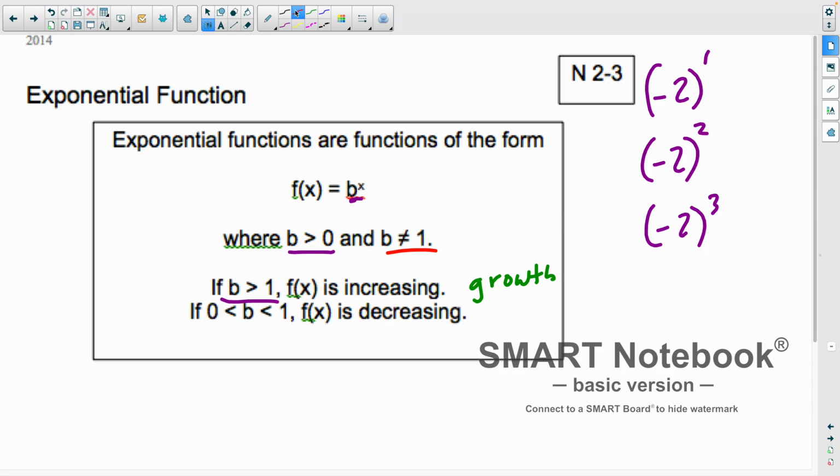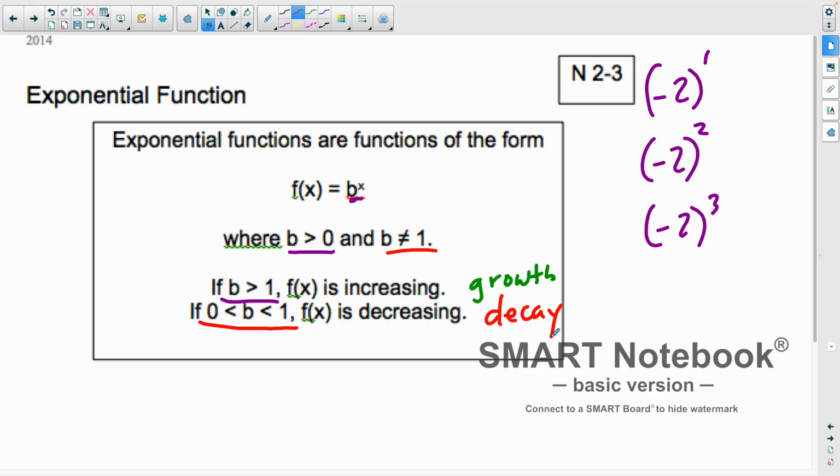Now, if the base is between 0 and 1, it's positive, but it's like a half. It's like 0.8, all right? It's 1/3. It's a positive number, but it's a fraction or decimal. Then it's going to decrease, and that's an exponential decay.